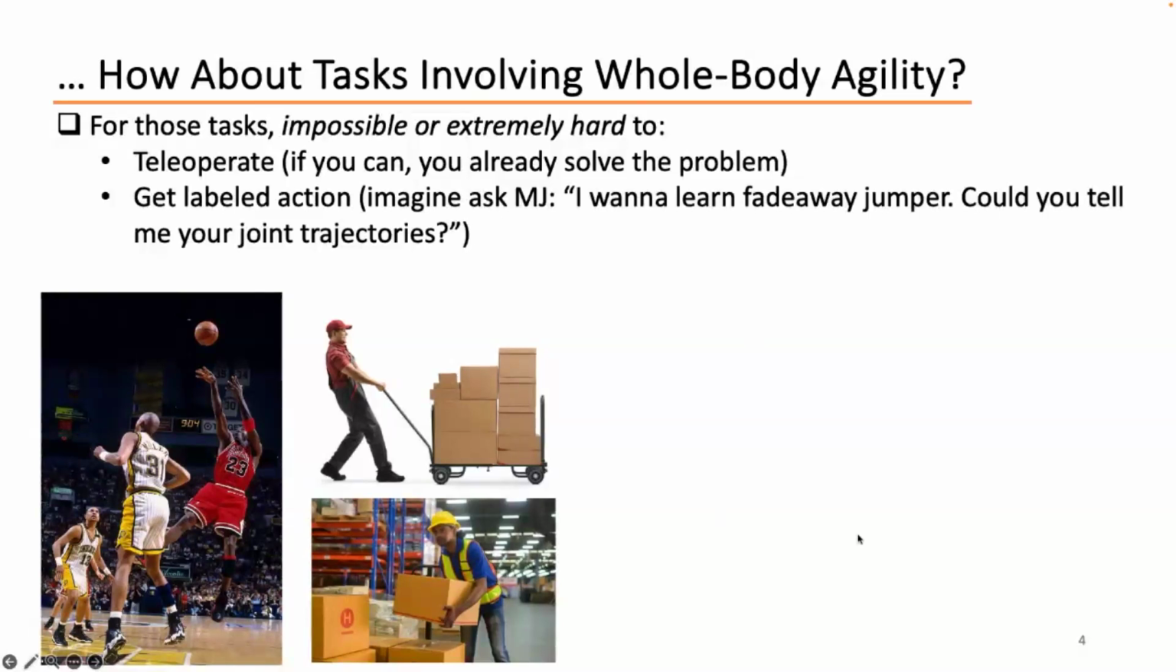Imagine if I ask Michael Jordan, I want to learn the fadeaway jumper. Could you tell me your jump trajectory? He probably will think I'm insane, because that's not the way humans learn motions, right? It's not the way humans learn skills. Also, it's very hard to use a simple low-level controller for tracking. All previous Pi and Tesla demos use a PD controller as a low-level controller for tracking because the dynamics is very simple. But for those examples, it's very hard.